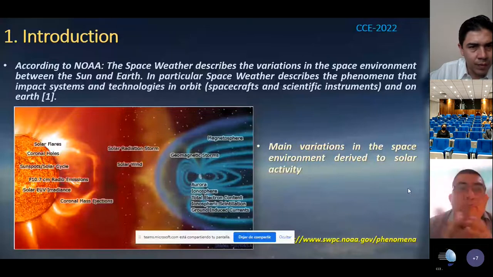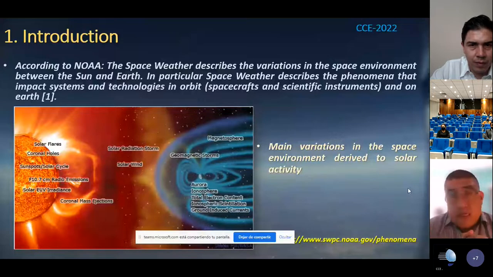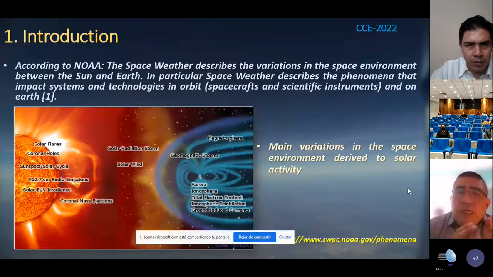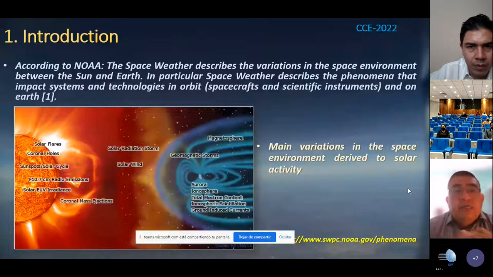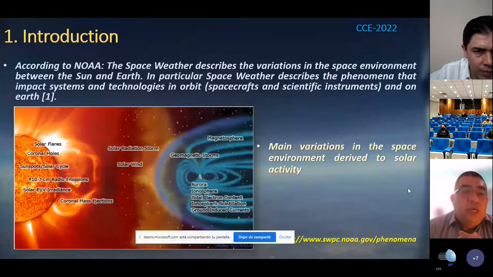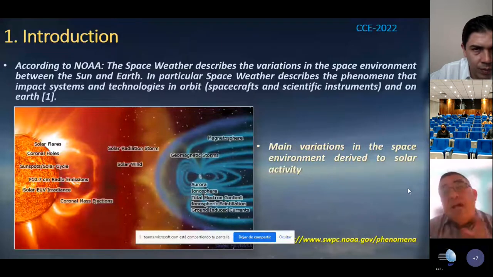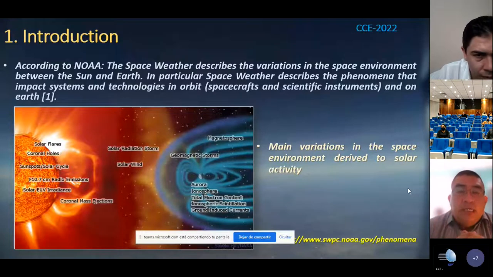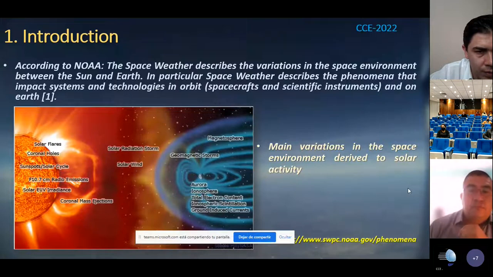Well, in the first point, an introduction. According to NOAA, space weather describes the variation in the space environment between the Sun and Earth. In particular, space weather describes the phenomena that impact systems and technologies in orbit, for example, spacecraft, scientific instruments, among others, and on Earth, according to reference number one. In this picture, you can see the main variations in the space environment derived from solar activity, mainly solar flares, coronal holes, sunspots, radio emissions, solar irradiance, coronal mass ejection, and the interaction with the space environment that affect the Earth, for example, in the form of geomagnetic storms and other phenomena.